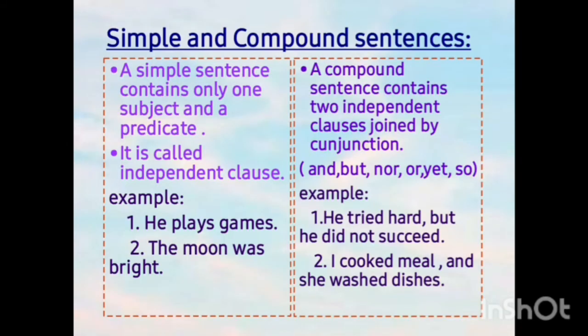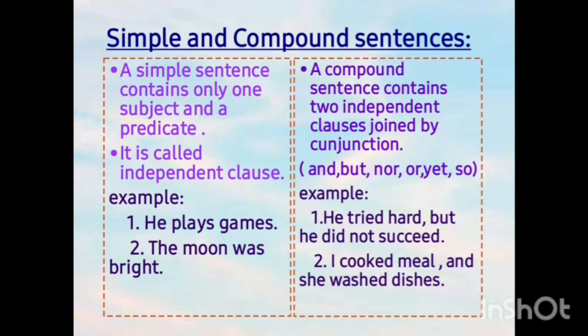Here is another topic, simple and compound sentences. Let's differentiate between them. Simple sentence. A simple sentence contains only one subject and a predicate, and it is called an independent clause. Example, he plays game. Number 2, the moon was bright. It contains only one subject and a predicate.